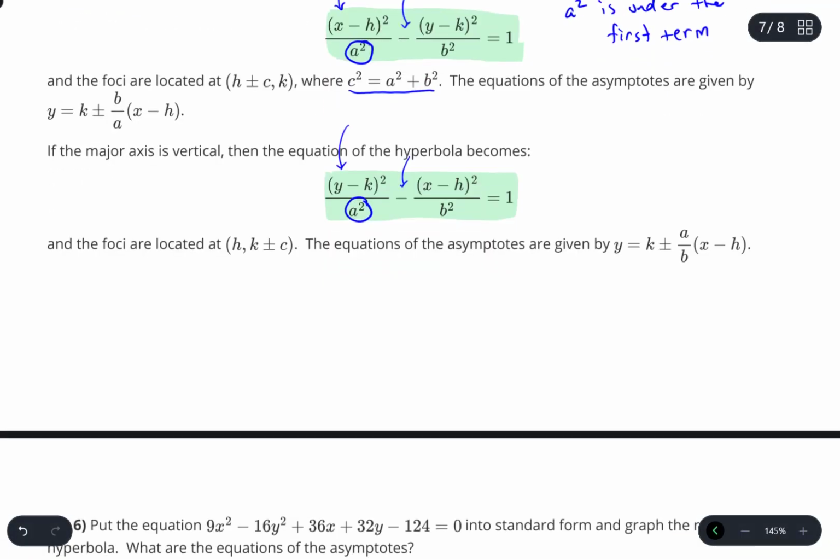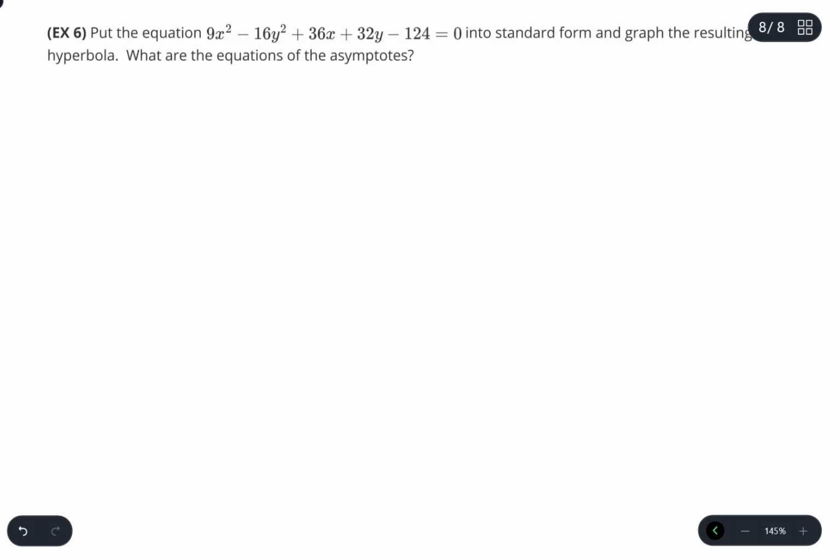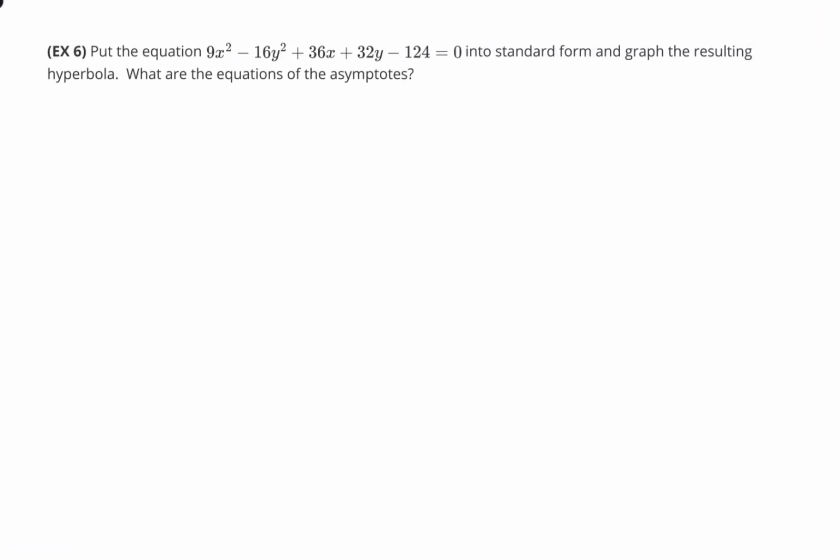Let's take a look at an example, and here I have an equation in general form, and I want to put it into standard form and then graph the resulting hyperbola. I will state the equations of the asymptotes at the end, but I'm going to do it differently than just defining by a formula. So here we go. First off, changing this from general to standard form is always the same. You use completing the square to do it.